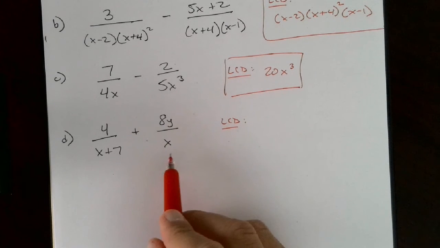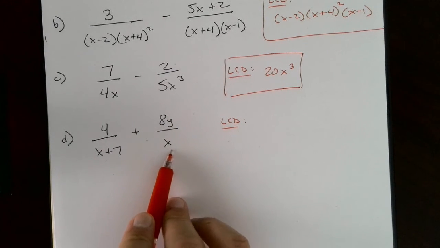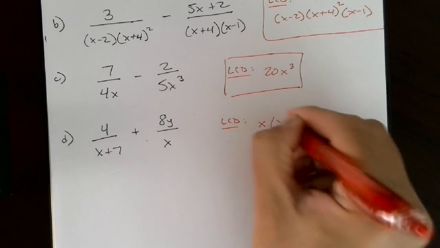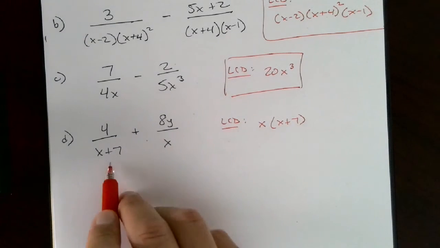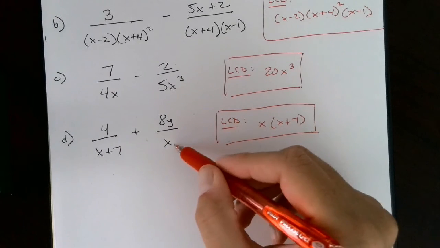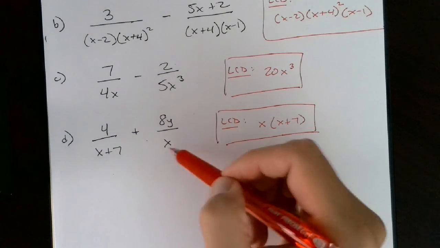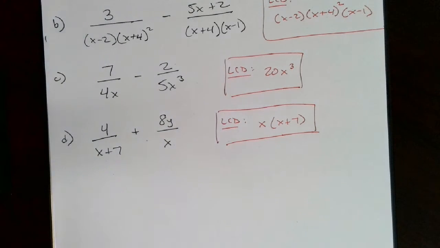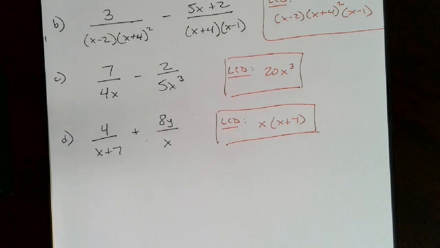So if I'm looking for this LCD, I need both of these to appear, x plus 7 and x, because they're different factors. They're both to the first power, so really I'll write this as x times x plus 7, right? You need the factor of x showing. You also need the factor of x plus 7 showing. You can't just use x plus 7, because x doesn't multiply by something to get you x plus 7. And vice versa. You can't just use x, because you can't multiply x plus 7 by something to get to x. Right? So you need both of these factors in this case, because they are different factors. That's really the key thing.